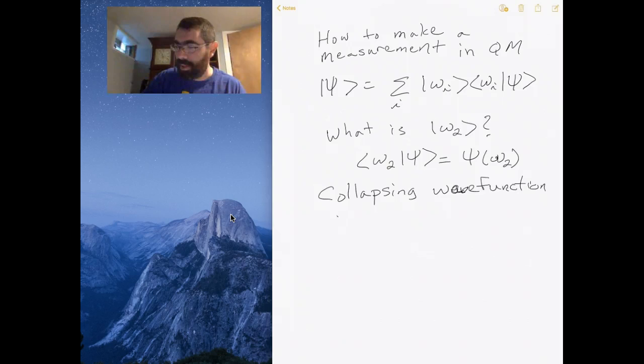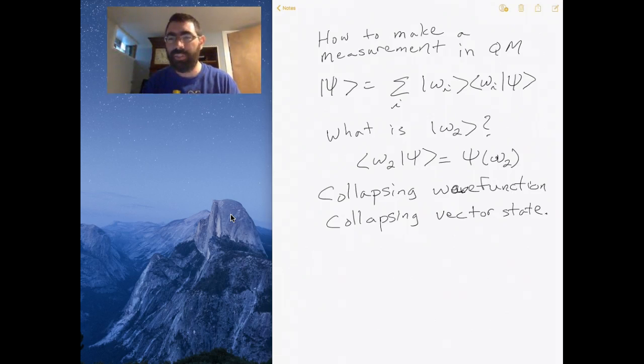Or collapsing the vector state. But most people say collapsing the wave function. So basically I have all the possibilities in psi, and then I'm curious to see, is it possible to get the answer omega 2? I look at the projection of omega 2 onto psi, and then I get a result, and this basically gives me the amplitude, which when I square it is going to give me the probability that that's going to occur.